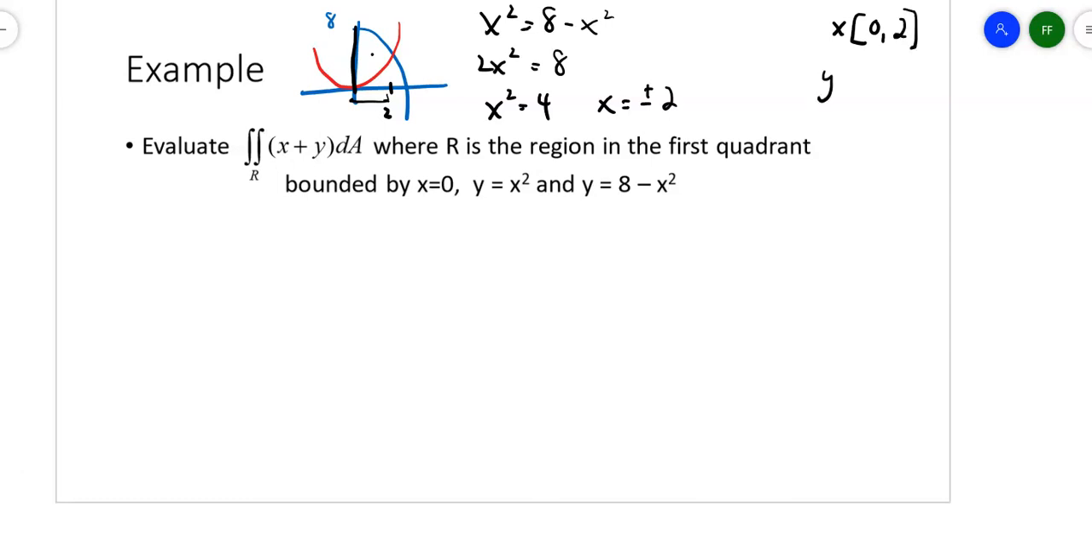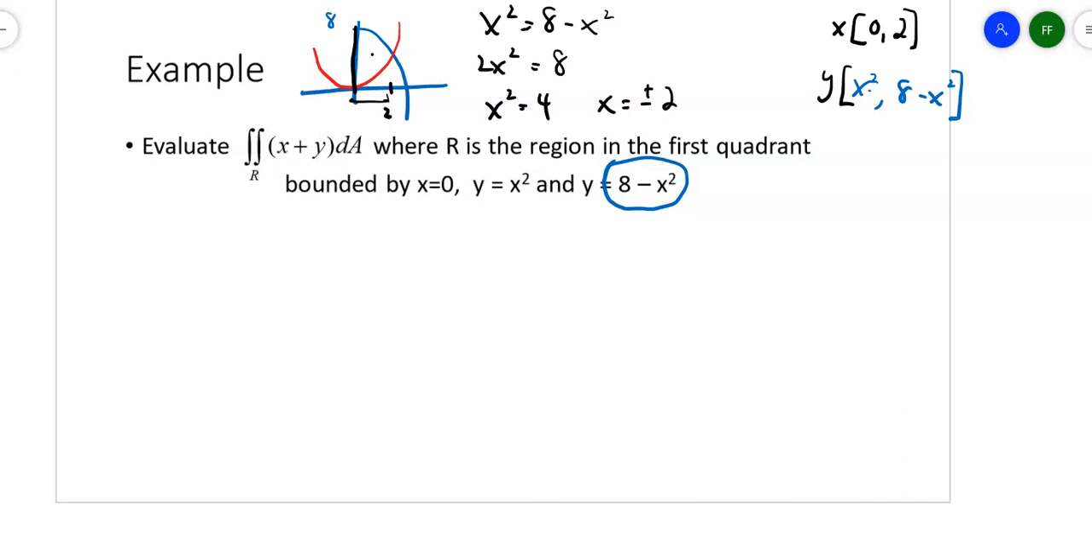How about the y's? It was important for me to graph it so I could figure out which y was on top and which y was on the bottom. So the one on the top is that blue graph. That blue graph is the 8 minus x squared. The one on the bottom is the red one. That's the x squared. So the x squared goes first, right? Lower limit first, upper limit second. And sometimes if you organize this, it makes it a little bit easier to set up.